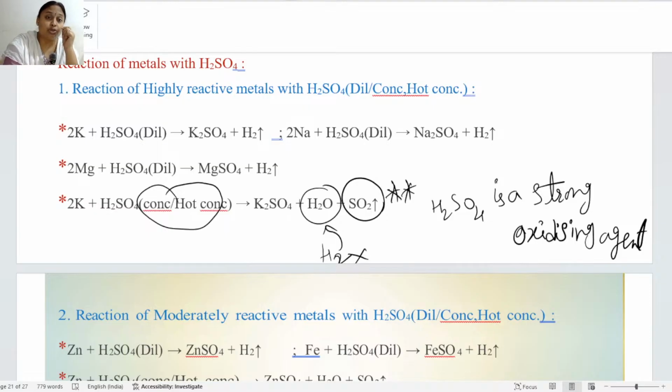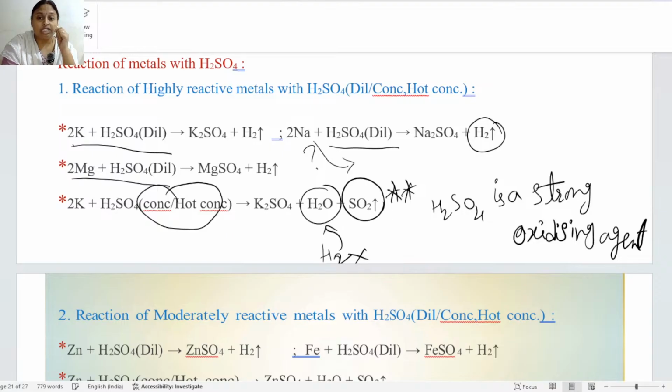But when it comes to potassium with dilute sulfuric acid, magnesium with dilute sulfuric acid, sodium with dilute sulfuric acid, here we are not getting water at all, but we are getting hydrogen gas. What is the reason? These metals are strong reducing agents. They are themselves oxidizing, so they act as strong reducing agents.